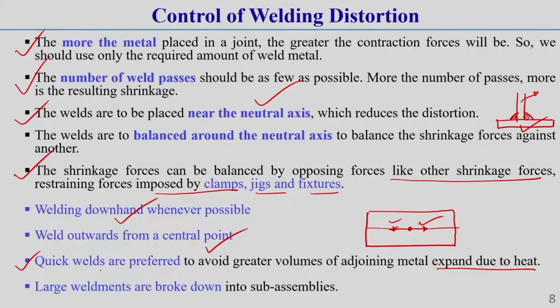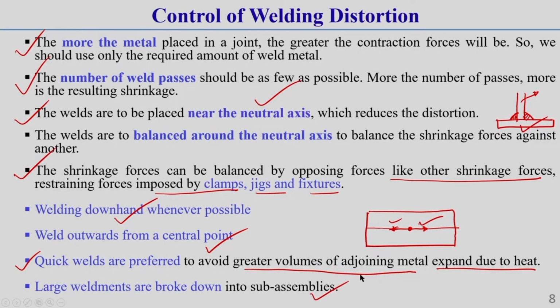That is what I have written here, that means quick welding is preferred to avoid a greater volume of adjoining material expanding due to heat. Now, another point you should keep in mind to control distortion: larger weldments are broken down into sub-assemblies. So, instead of doing very large welding at a time, make it into small parts and do the welding, after that you assemble them together.